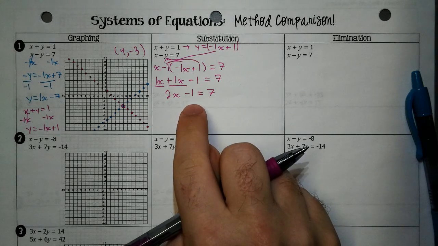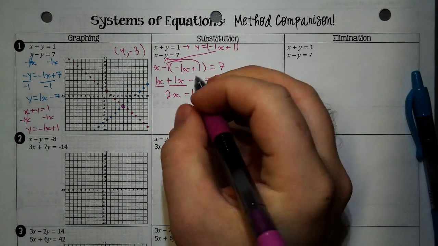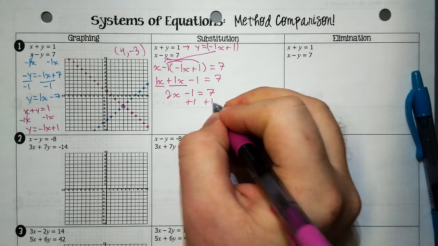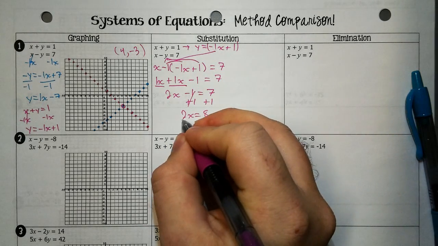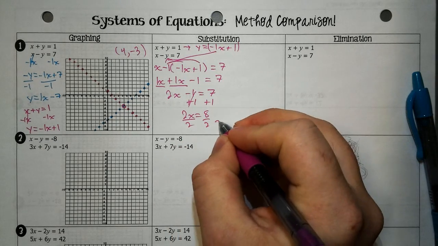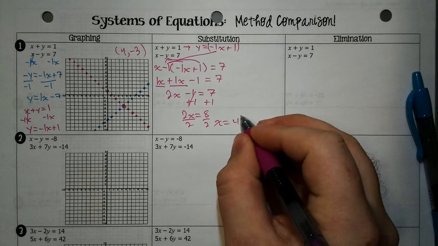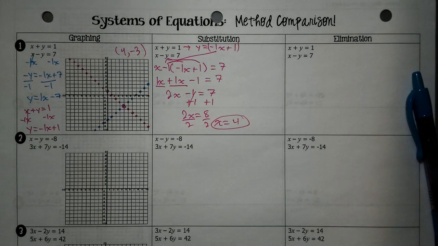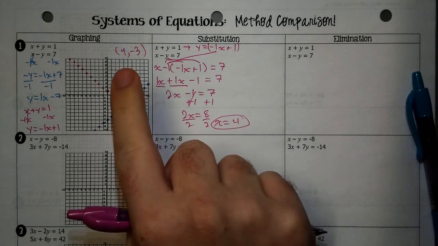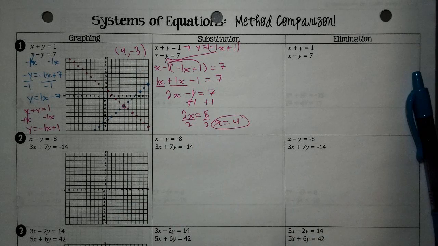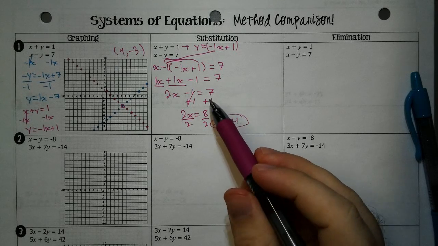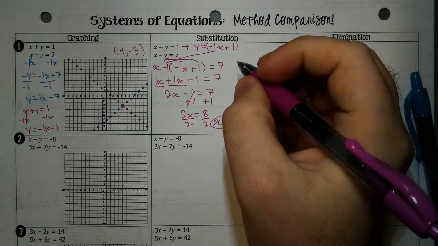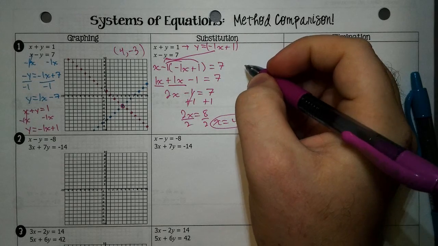I need to get x by itself, so we've got to move our numbers away. So add 1. Get 2x equals 8, and then divide by 2, and so our x is equal to 4. So far so good. I got 4 right here, and it was 4 in the last one. So we haven't made a mistake yet. Let's keep going. Whenever we get either x or y equal to a number, we go back and plug it in. You plug it into the one we haven't used yet.